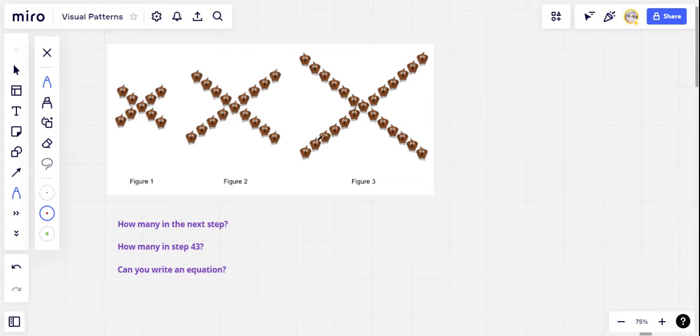But we've got them in these ever-increasing X patterns, and your job is to figure out how many of these little, I'm going to call them acorns, how many of these acorns are going to be in figure 4? And then, if you can do that, how many in figure 43? And could you write an equation to figure out the number of acorns in any figure at all? So that's the challenge. If you'd like to accept that, stop the video and give it a shot.